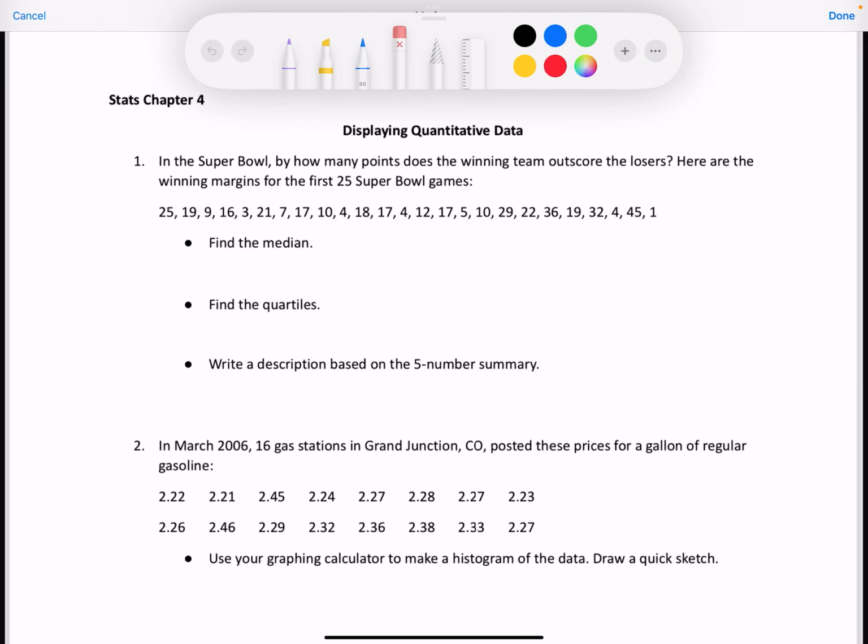All right, so you already have these numbers plugged into your calculator. Yes. So you already figured out how to do that. So now you're going to hit stat, calc, so arrow over to calc, and then hit one variable stats, and then hit enter.